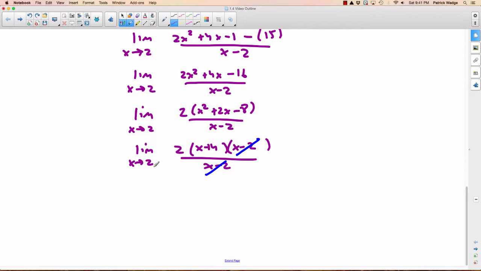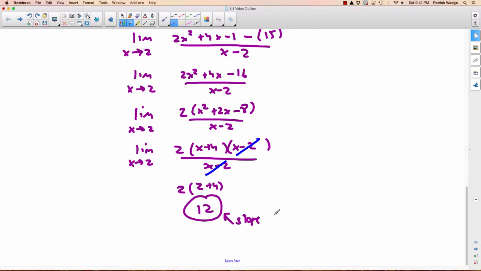Now, what's the first thing we always try to do when we evaluate limits? We try to plug this value in and see if we get 0 on the bottom. And you don't. So we can do that. We can just substitute. So we get 2 times (2 plus 4). Well, that's 2 times 6, which equals 12. Our slope is 12.